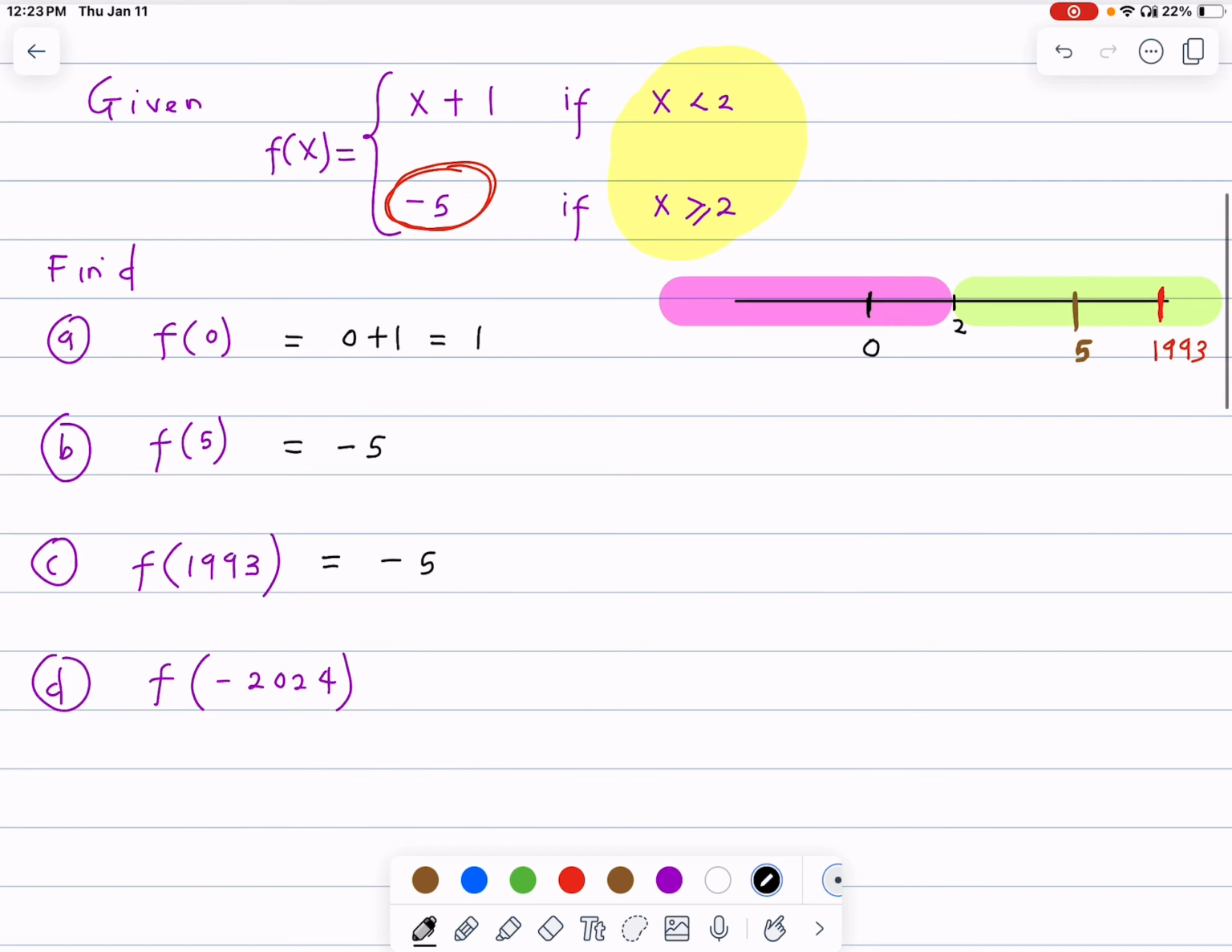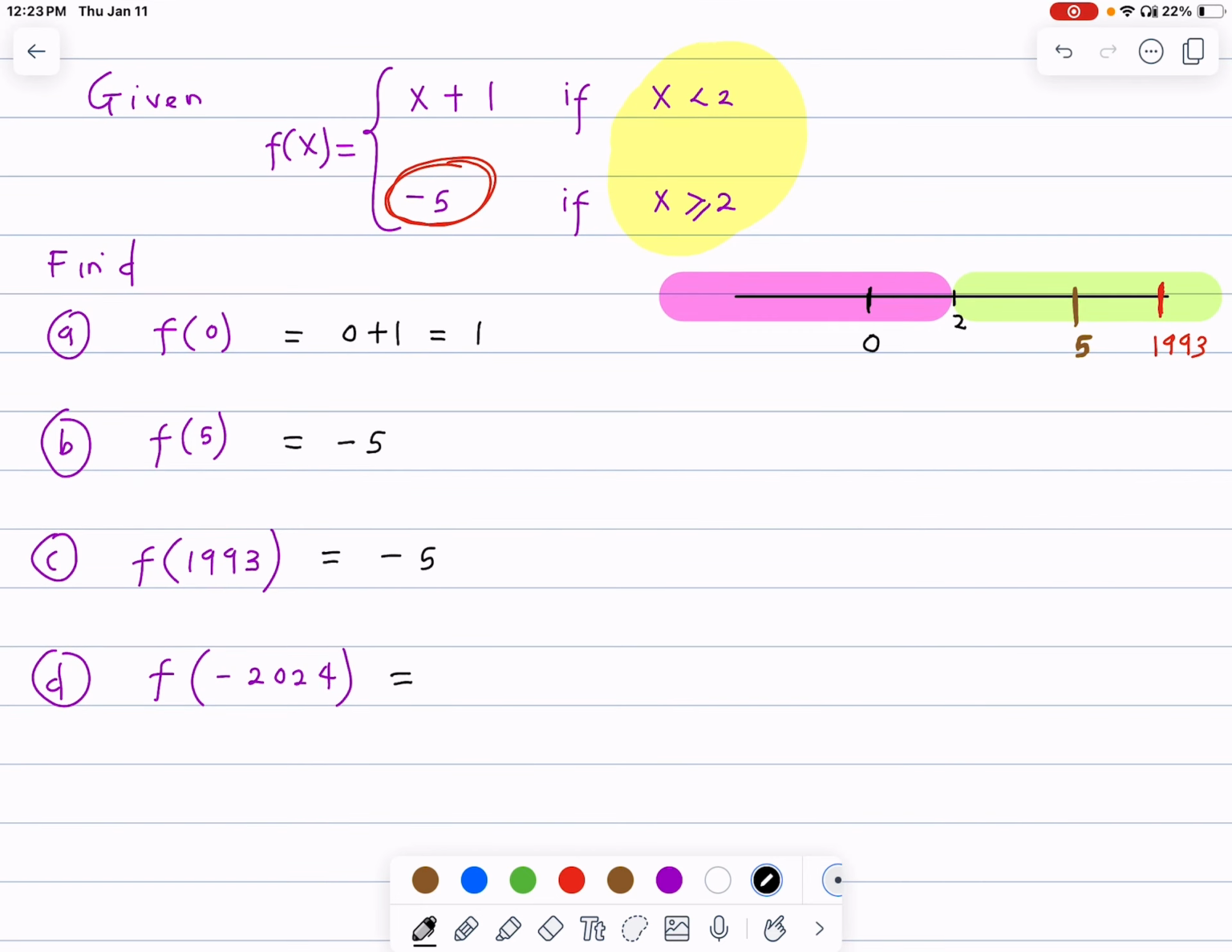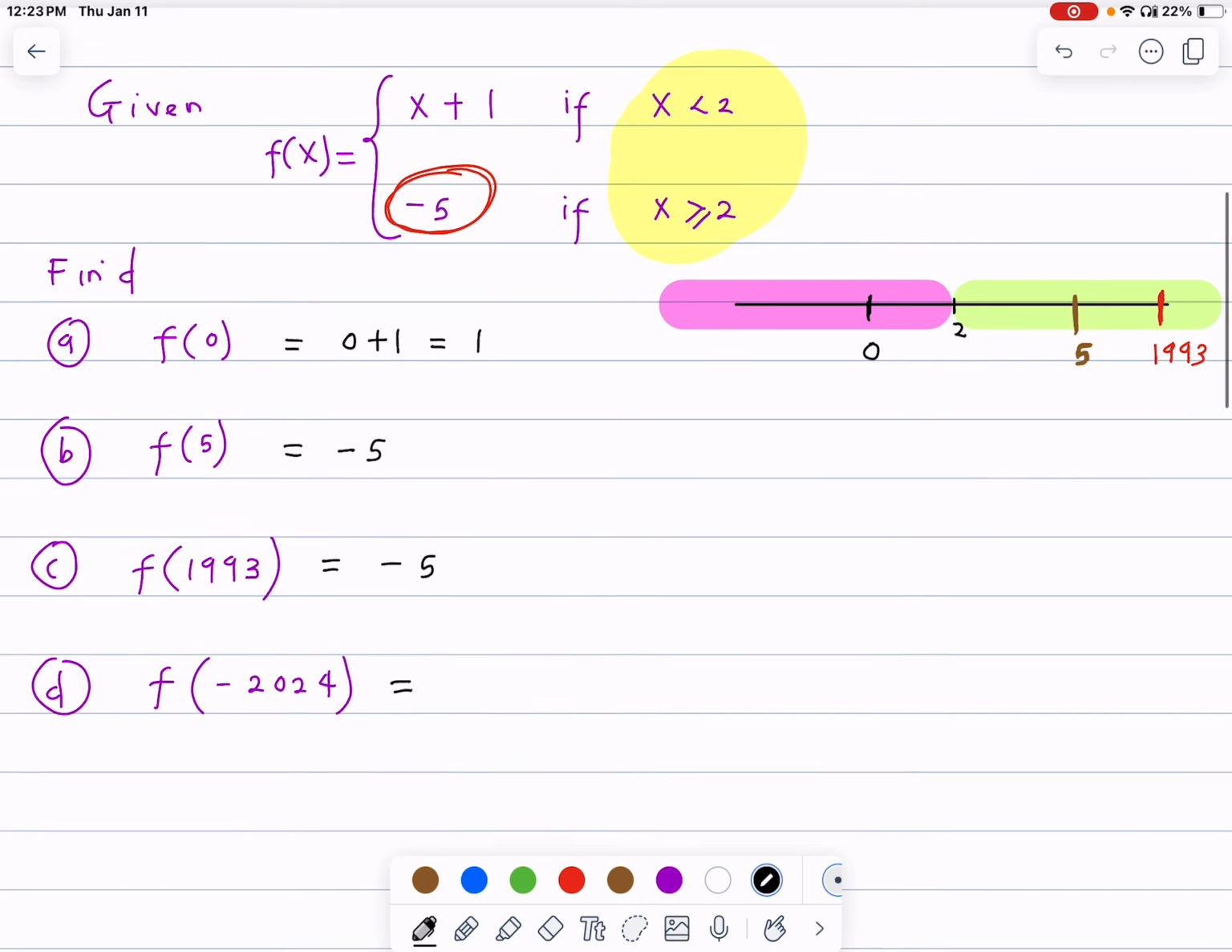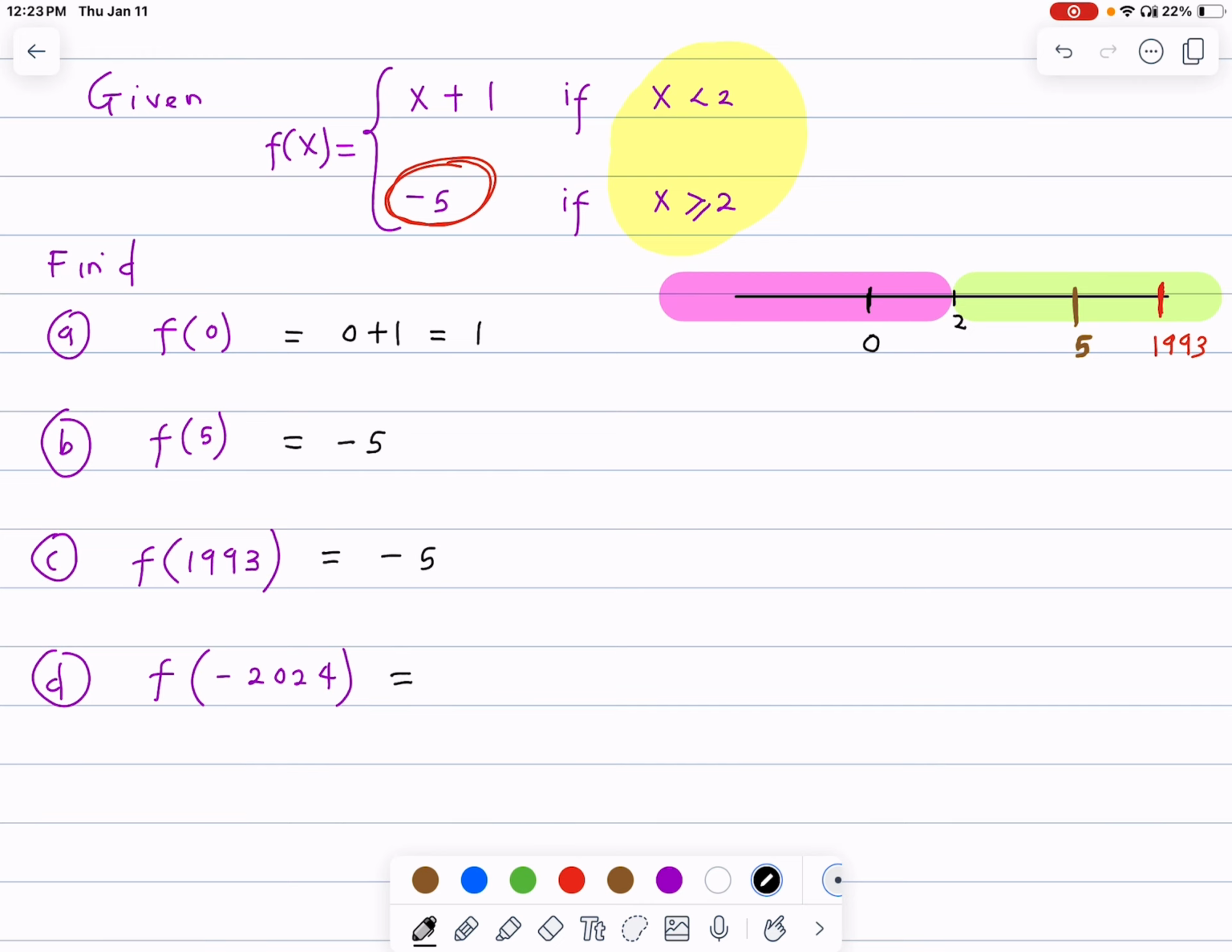Now, lastly, we have f of -2024. Where does -2024 fall? Is it to the left of 2 or to the right of 2? -2024 actually falls to the left. The negative number is less than 2. So it falls somewhere here.